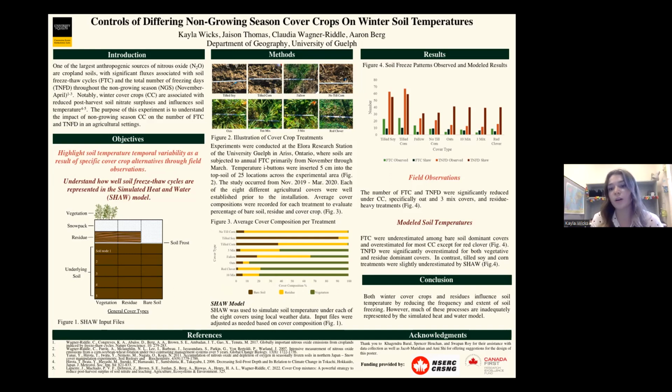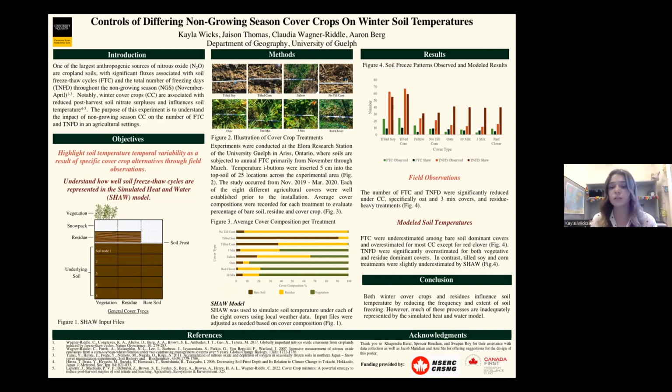With regards to our field observations, the total number of freeze-thaw cycles and frozen soil days were significantly reduced under cover crops, specifically oat and 3-mix covers and residue-heavy treatments. However, when we ran the simulation using SHAW, freeze-thaw cycles were underestimated among bare soil dominant covers and overestimated for most of our cover crops, with the exception of red clover. The total number of frozen soil days were significantly overestimated for both vegetative and residue dominant covers, while in contrast, something like tilled soy and corn treatments were slightly underestimated using SHAW.